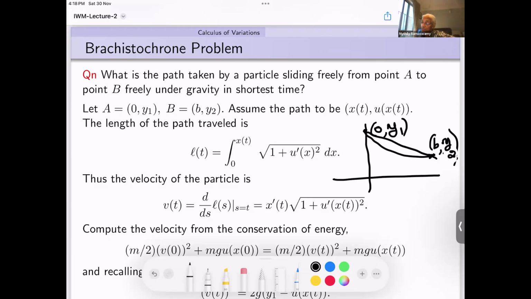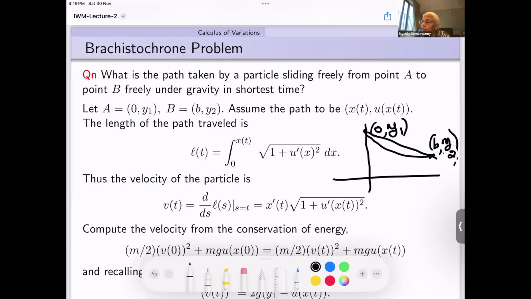So I have to first find the integral function, which will give you the time taken to slide from one point to another. So as before, I have to write the time as the length divided by velocity. So I'll have to find an expression for all this. That will give me the expression for the final J to be optimized.